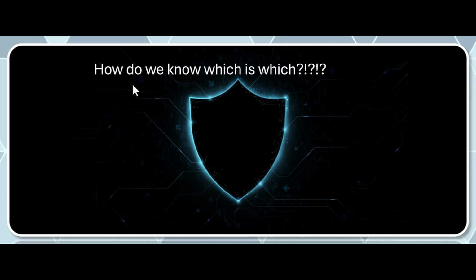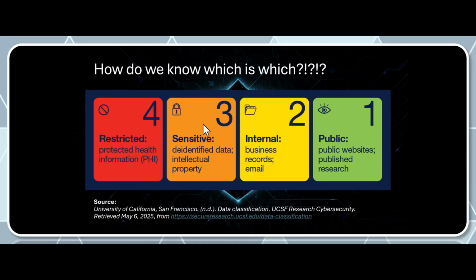so how do we know which is which? That's where information classification comes in. Generally accepted, there are four levels of data classification. We have top level, restricted. This is stuff like protected health information. Next level is sensitive information, so de-identified data, things like study data.